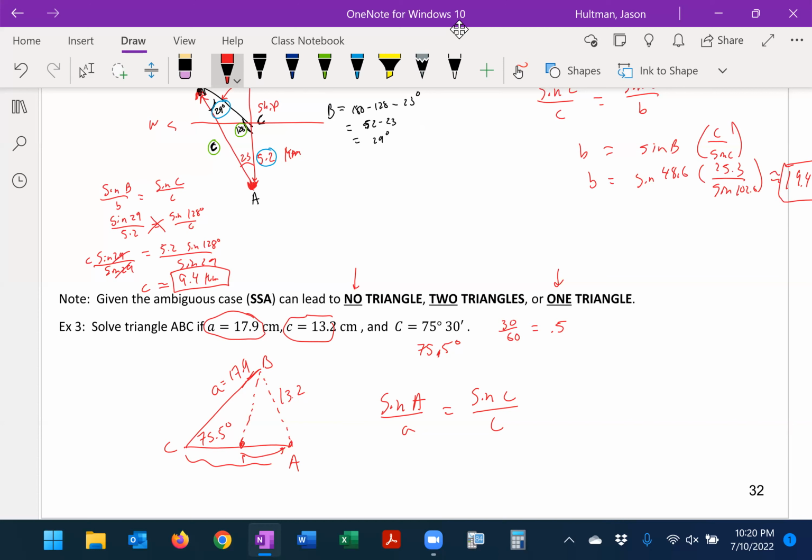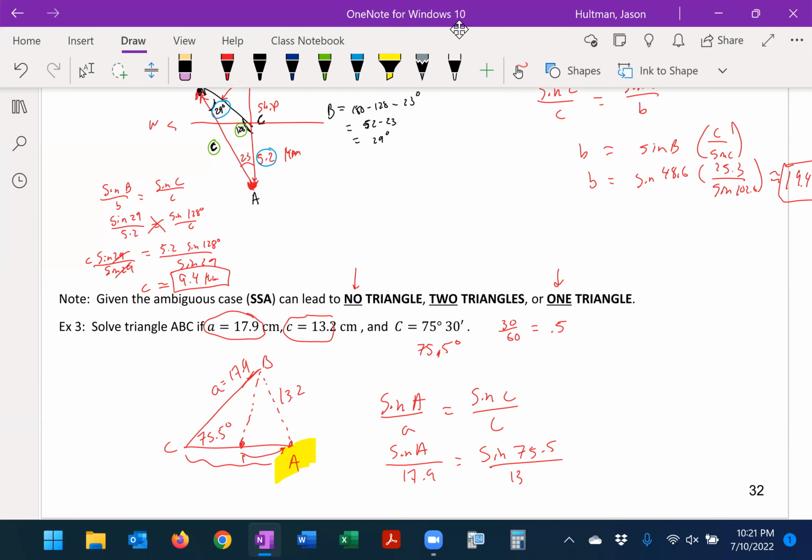But the law of sines can tell us which case we have, whether a no triangle case, a two triangle case, or a one triangle case, depending upon the angle we get when we solve for angle A. So let's do that. We have the sine of A over little a, which is 17.9, is equal to the sine of C, which is 75.5, over little c, which is 13.2.